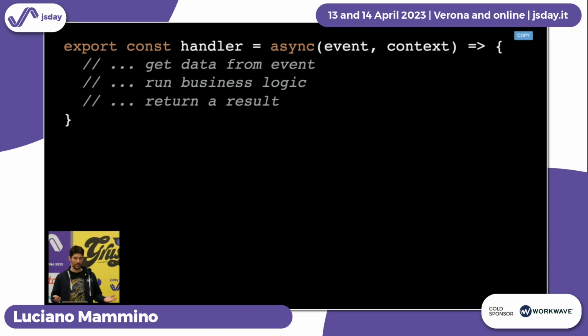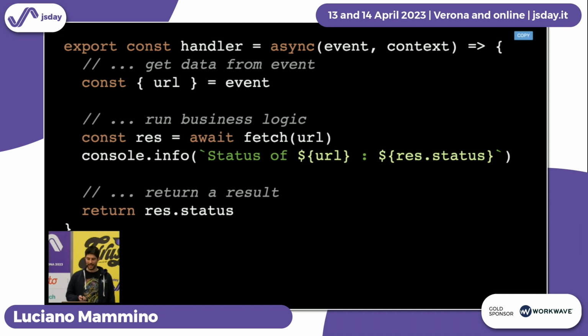And then what do we do with this Lambda? Generally, this is the pattern. You get some data from an event, you run some business logic, you calculate something useful, and then you return a result.